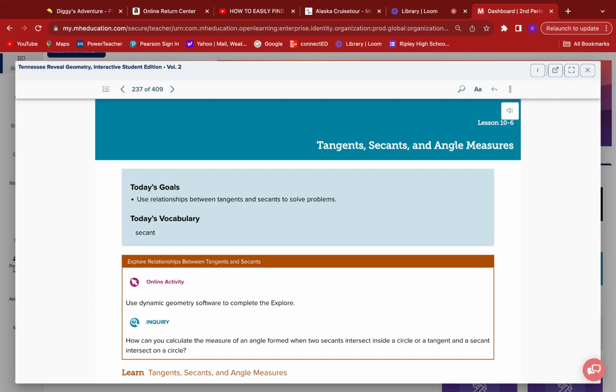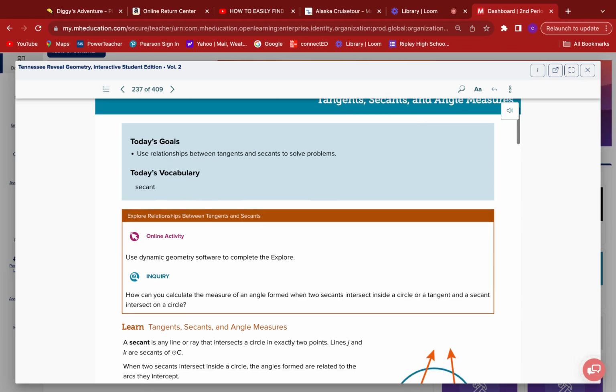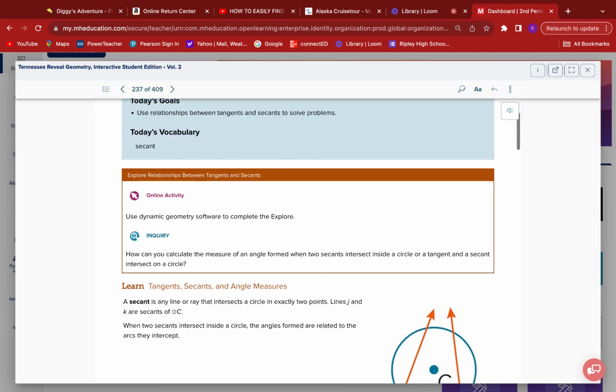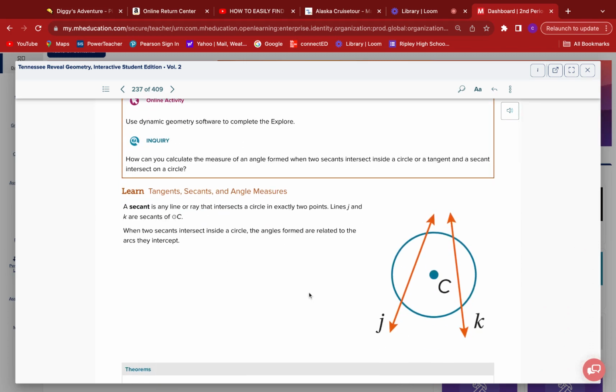Hey everybody, we are in lesson 10.6, which is tangents, secants, and angle measures. We've already learned what a tangent is, and I gave you a hint at what a secant was, so let's get into that. This is a secant right here. This line J, line K is also a secant. It's any line that intersects the circle in exactly 2 points. What I tell my students is that it's a line that goes through the circle. So line J is going through the circle, and line K is going through the circle.